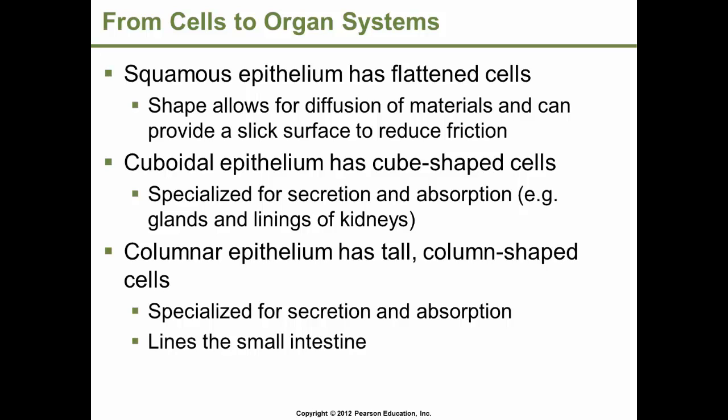Cuboidal epithelia has cube-shaped cells. These cells are specialized for secretion and absorption, such as those that you would find in glands or linings of the kidneys. Columnar epithelia has tall column-shaped cells. These cells are specialized for secretion and absorption, such as those lining the small intestine.